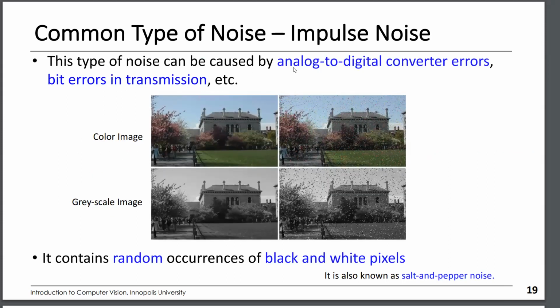Yes, for example, analog to digital converter errors, right? This was very common in that era. But nowadays we have optic fibers for transmission of the internet, so it's more reliable, and your bits usually do not get contaminated. So here we have, for example, a colored image, and here we have a noisy colored image. Here we have a grayscaled image, and here we have a noisy grayscaled image.